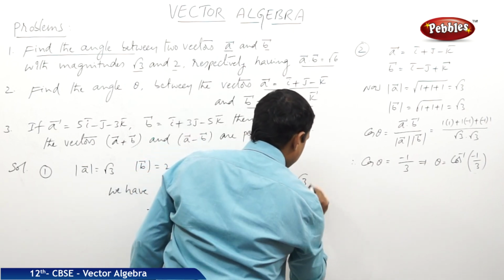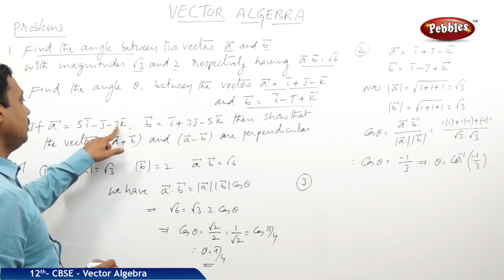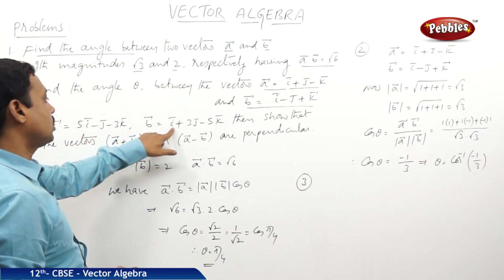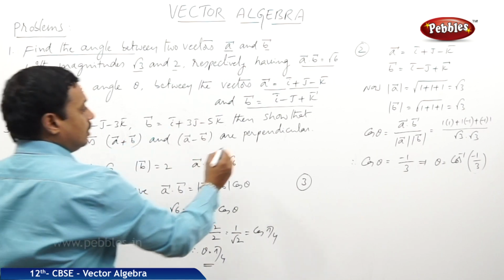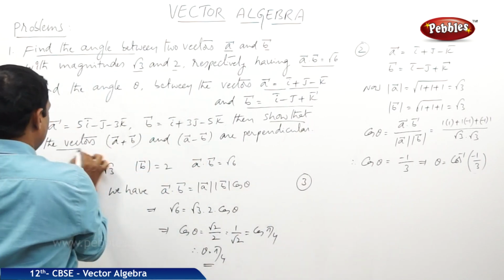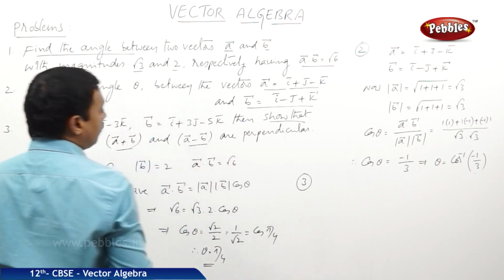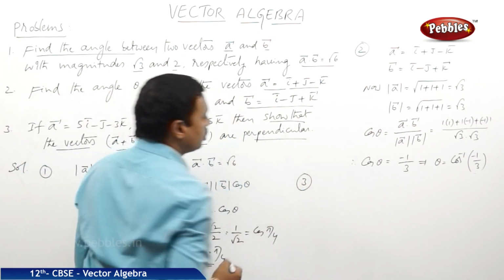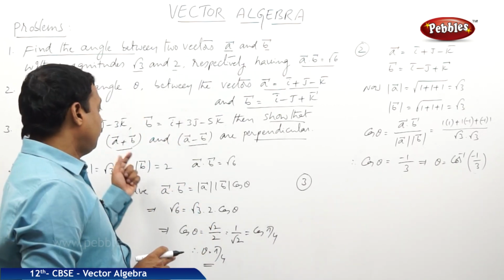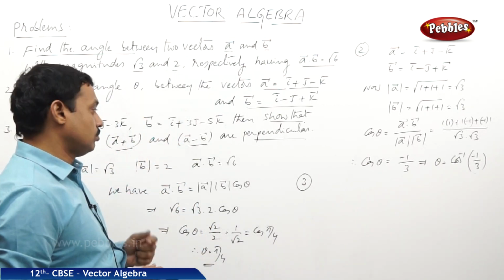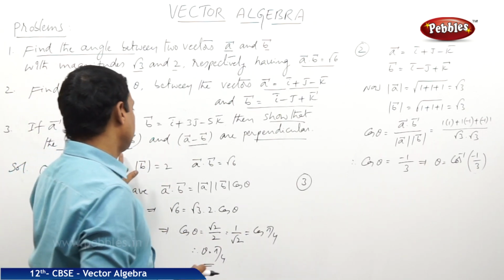Next, third one. If a bar is equal to 5i plus j minus 3k, b bar is equal to i plus 3j minus 5k, two vectors are given, then show that the vectors a bar plus b bar and a bar minus b bar are perpendicular to each other. When are two vectors perpendicular? If the dot product between the two vectors is 0. Now let us see whether the dot product between these two vectors is 0 or not.